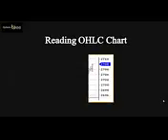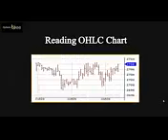To begin with, I'm going to show you guys how to read an open, high, low, close chart. The close is also known as the price the asset finished at, and this is always indicated by a bar going to the right. The open point is the price the asset started at, and this is indicated by a bar going to the left.